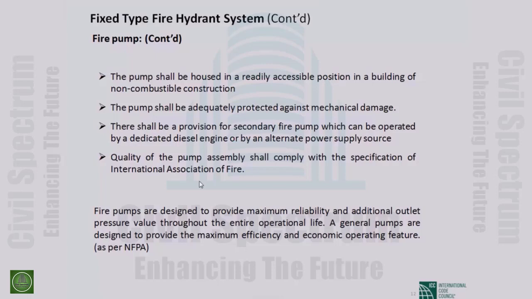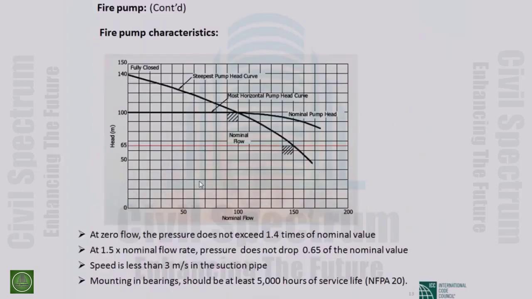For a fire pump, we need maximum reliability and additional outlet pressure, which is not a general type of pump. A general type of pump is normally designed for maximum efficiency and economy, but a fire pump is designed for maximum reliability and additional outlet. Be careful about the additional outlet. I will show you what the additional outlet is. This is the characteristic of a fire pump.